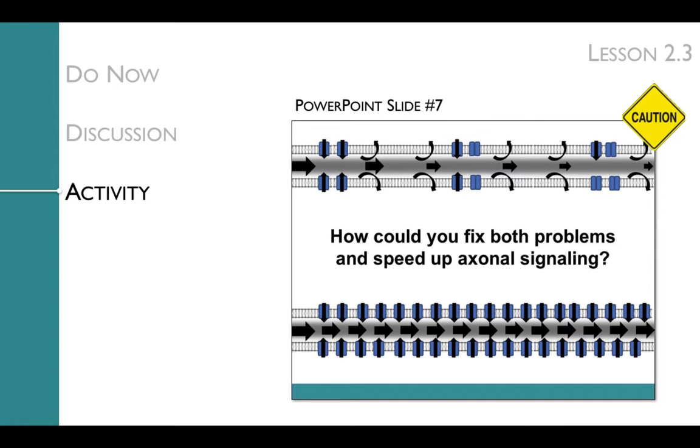A word of caution. Students who have read ahead in their workbook or have had classes on the nervous system before might not be as stumped as students who are thinking about this problem for the first time, because they'll already know from past experience that myelin increases the speed of axonal signaling.